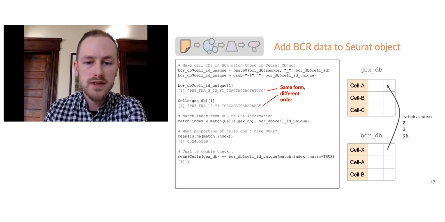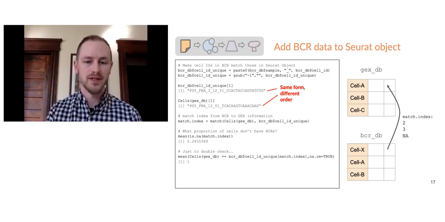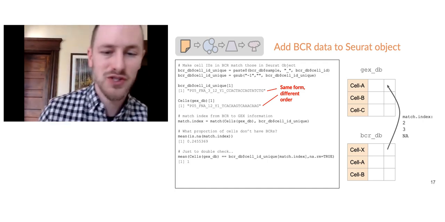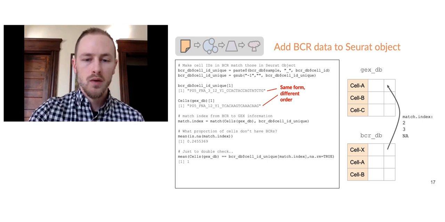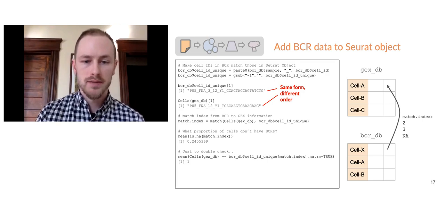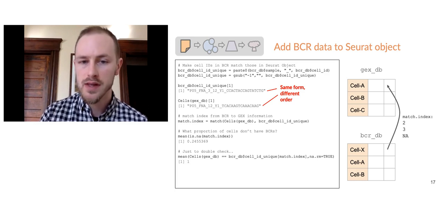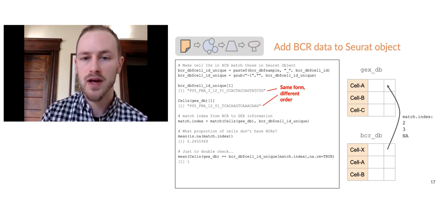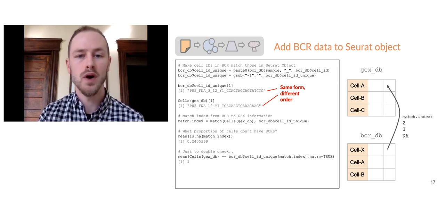Because of how this data was processed, these cell IDs are not identical between the objects. This is a common issue that happens in a lot of these types of analyses. We can fix this in the first two lines. We add the sample information to the BCR cell ID, so we just paste the sample ID to the cell ID in the BCR database. And we also remove the trailing -1 from the BCR cell ID.